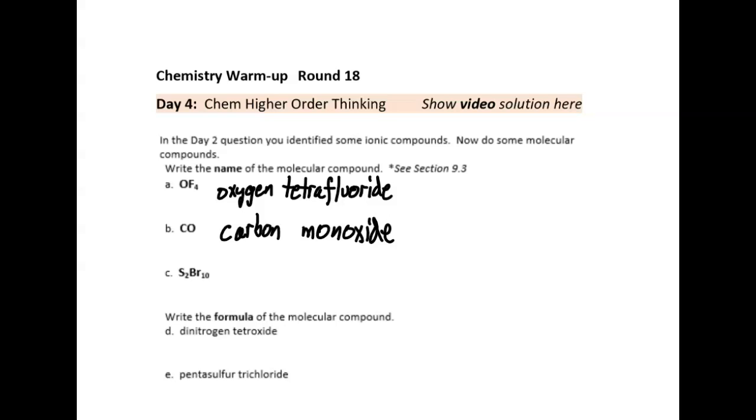Question C, we have S2 and Br10. S is sulfur, and this time there is a subscript of 2. This is disulfur. Now let's handle the Br10. Br is bromide, and the prefix meaning 10 is deca, decabromide.